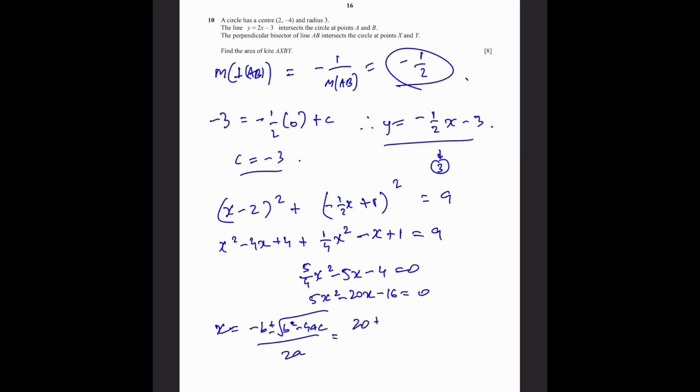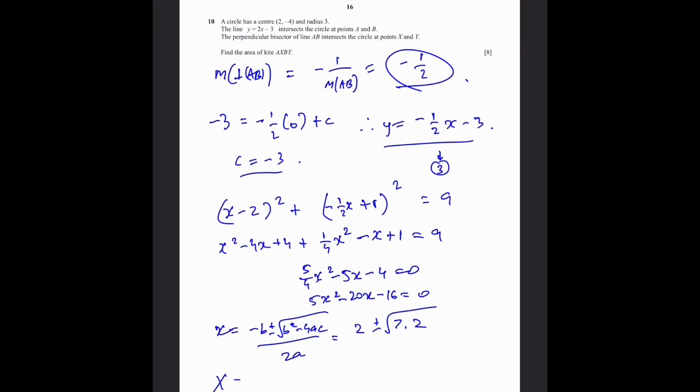That's going to be 20 plus or minus root of b squared, which is minus 20 squared, 400, minus 4 times 5 times negative 16. And that's going to be root of 400 plus 320, which is root of 720, divided by 2a, which is divided by 10. So we can just leave this like this, or we can also write it as 2 plus or minus root 720 by 10 like that. And we can write this as the square root of 720 divided by 100, and this is inside the square root, so that's just the square root of 7.2.